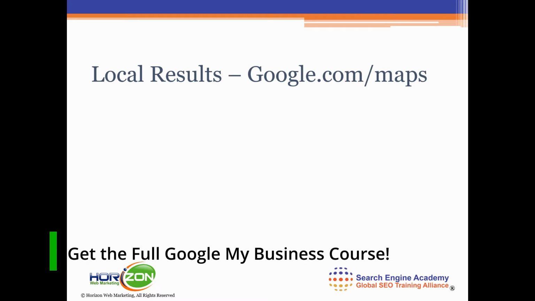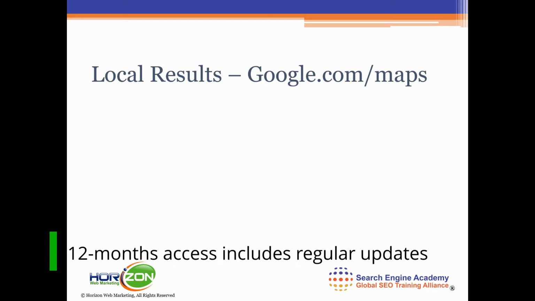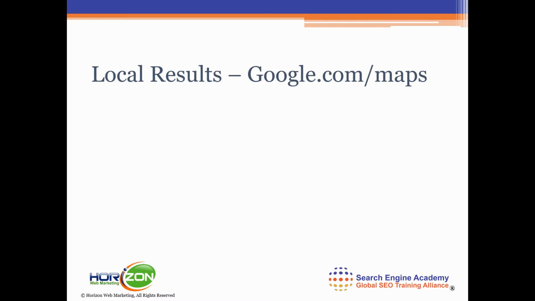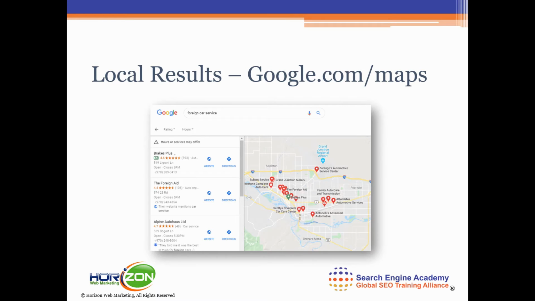Now, the next format we'll talk about, which is very closely tied to local SEO, is local results. You can go to google.com/maps in order to see local results. Often Google will display these by default, but you've probably seen a screen that looks like this, where you've got all these map push pins showing the businesses that match your search query. In this case, the query is foreign car service. And then you do have one ad. If you look over there on the left, you'll see Brakes Plus.